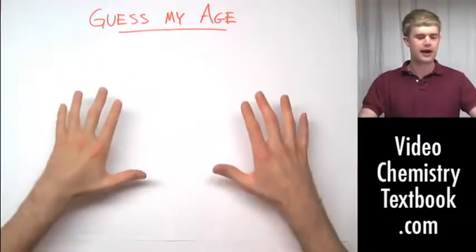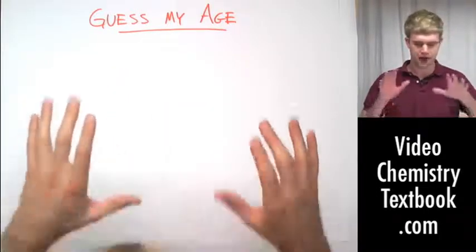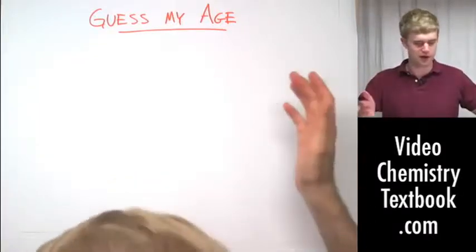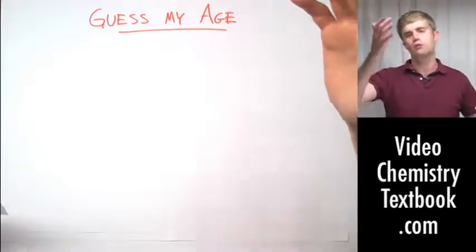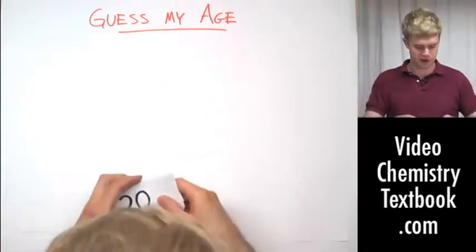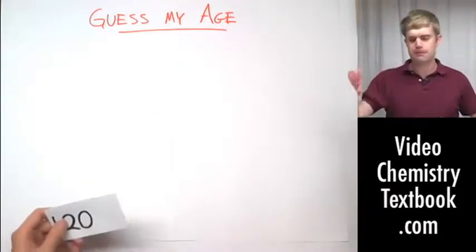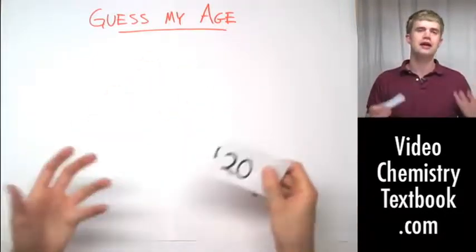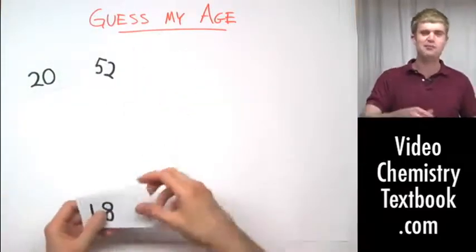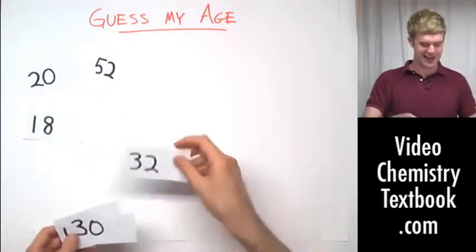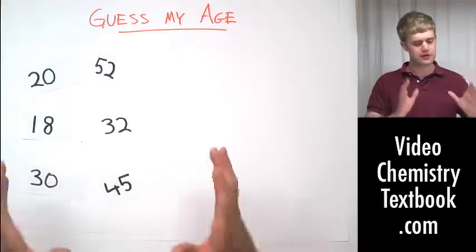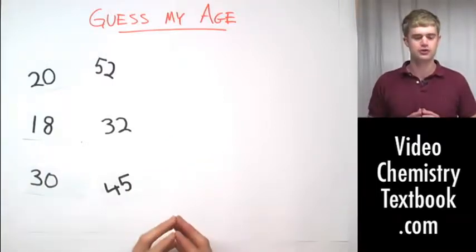So, let's go ahead and look at a game right here of Guess My Age. We're at a state fair, we're enjoying our fried Oreos and our funnel cake, and we go over and look at someone who's standing in front of this pavilion. There are a bunch of people, and they write down their different guesses for this person's age. One person says 20, another person says 52, another says 18, 32, 30, and 45. So these are the 6 guesses for the age of this person.